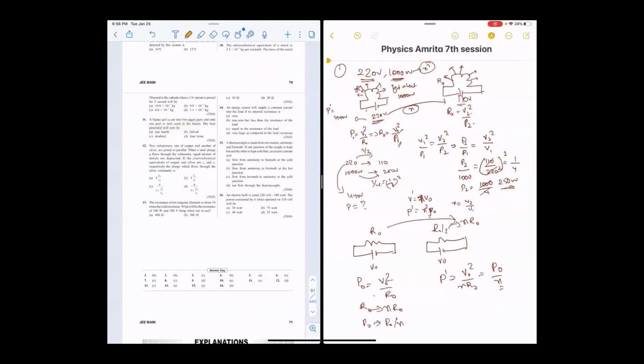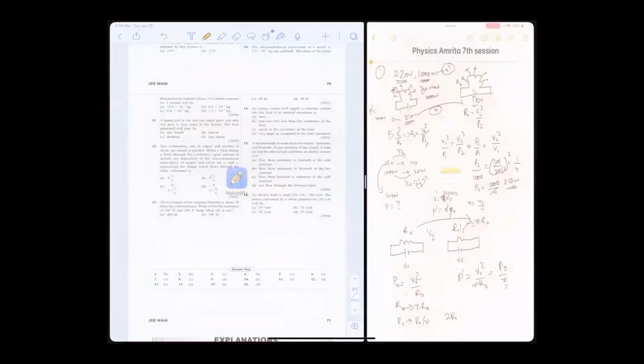Now what happened to the resistance? How many times did it change? It has changed by half. So what should I do? P0 by half. So power becomes 2P0. So these are two ways. One way is changing the voltage, the other way is changing the resistance. Able to understand?